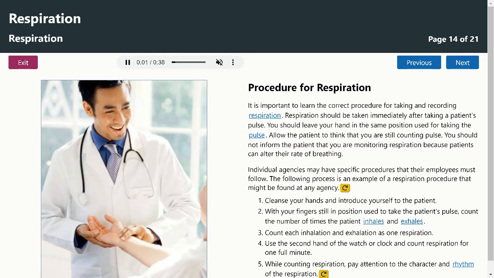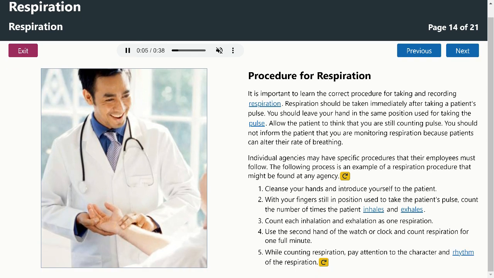Procedure for respiration. Basically that's the checkoff sheet I gave you. It's important to learn the correct procedure for taking and recording respiration. Respiration should be taken immediately after taking a patient's pulse. You should leave your hand in the same position used for taking the pulse. Allow the patient to think that you're still counting pulse. You should not inform the patient that you're monitoring respiration because patients can alter their rate of breathing. Individual agencies have their own procedures.